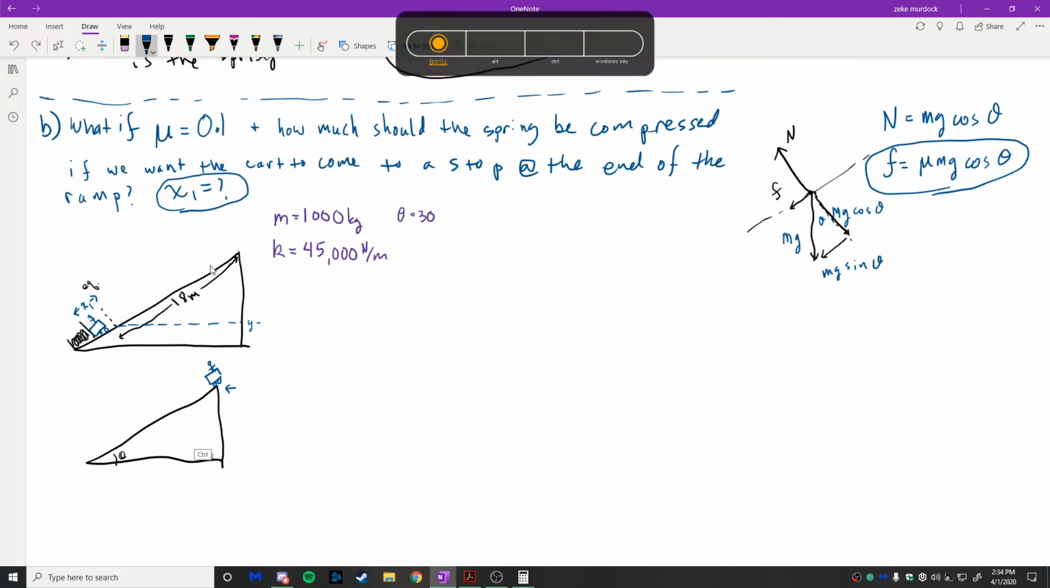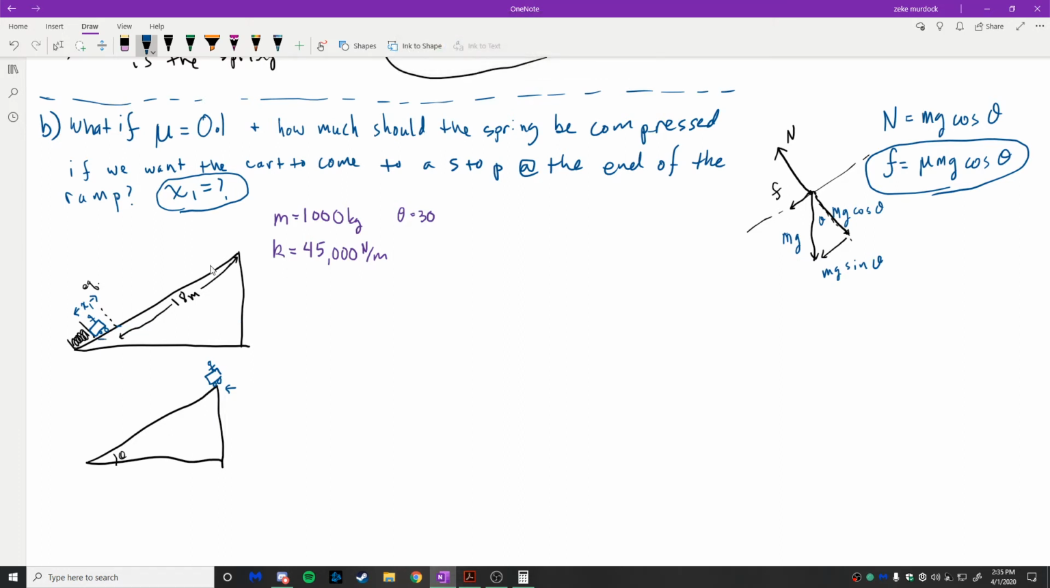You know what? No, let's not do that. I just realized something. It's going to make us have to do 2 triangles. Let's not do that. Let's call the starting point for the object y equal to 0. So that's y equal to 0 right there.